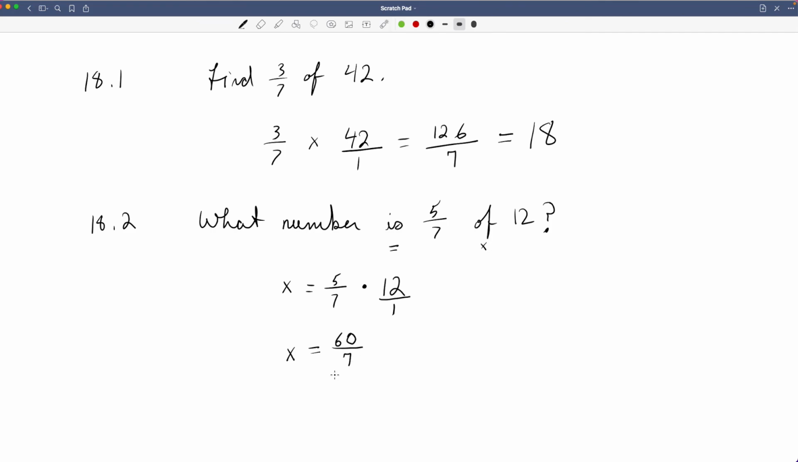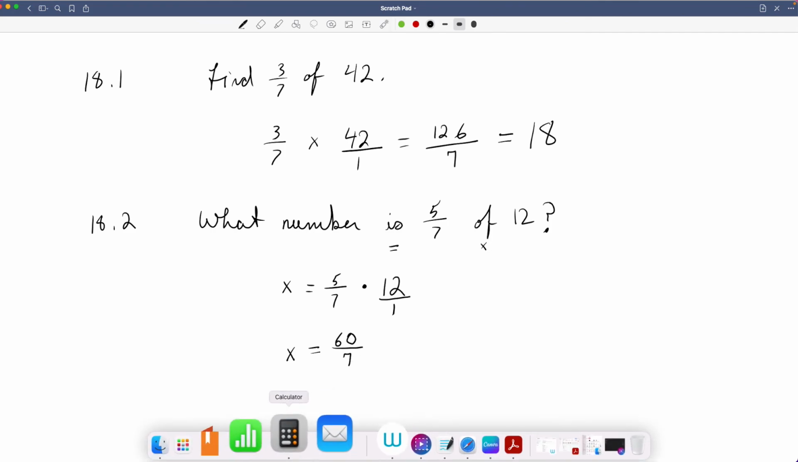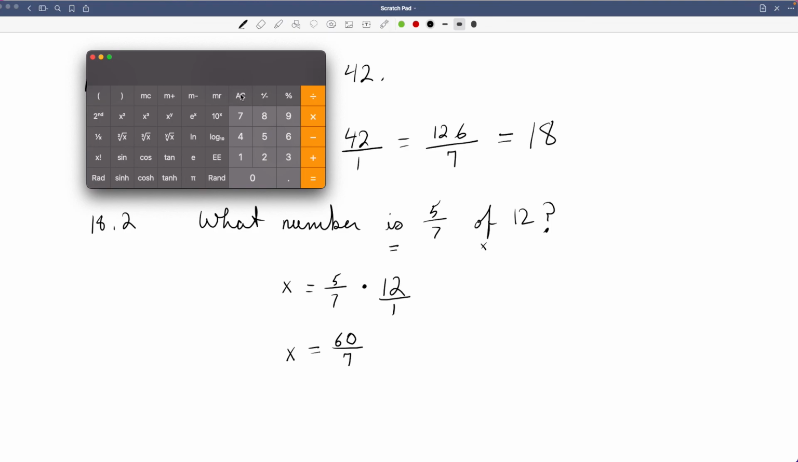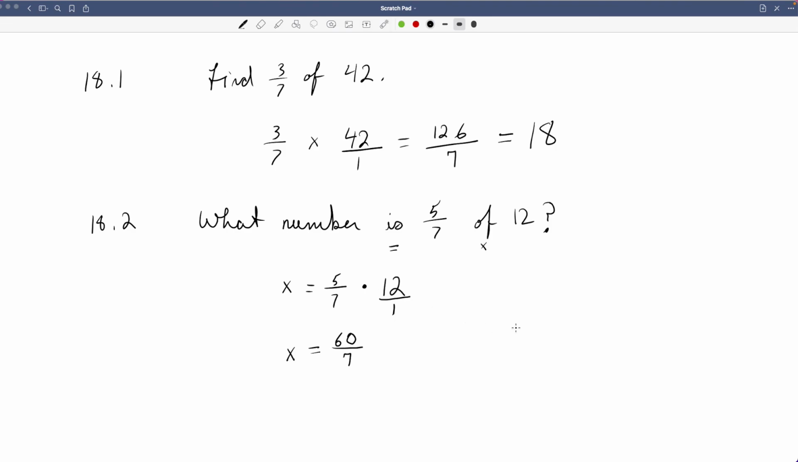Can we turn this into a whole number? Let's check. 60 divided by 7 is not a whole number. So what do we do when we don't have a whole number? We leave it as an improper fraction. This is your answer.